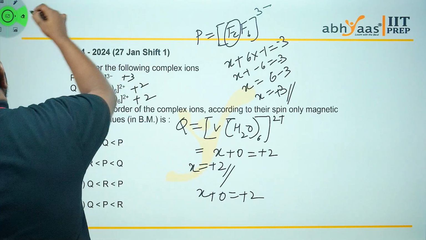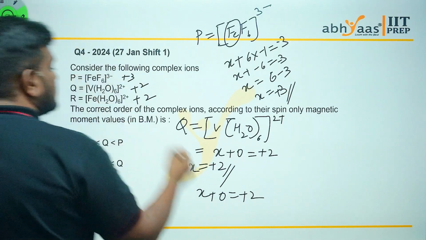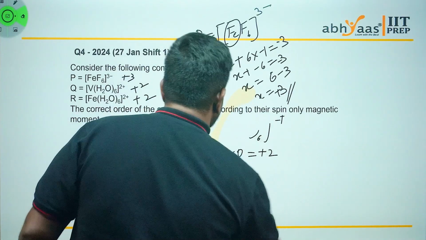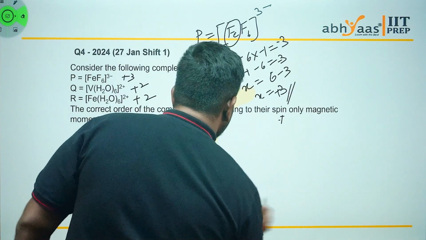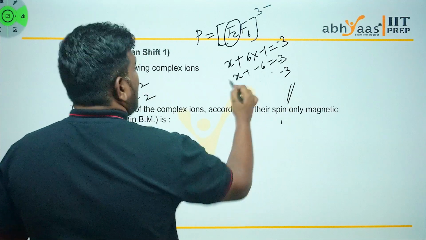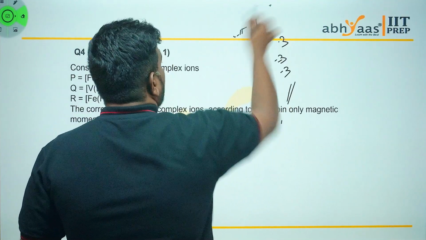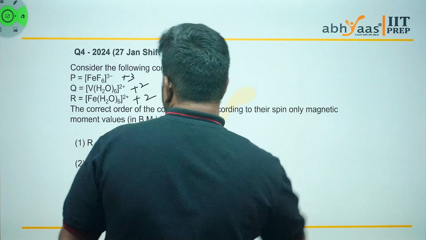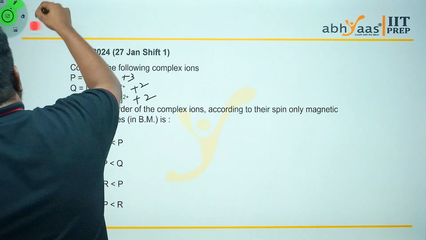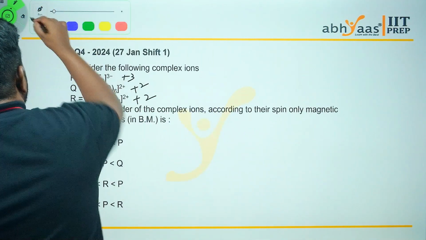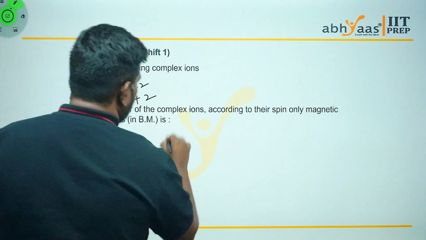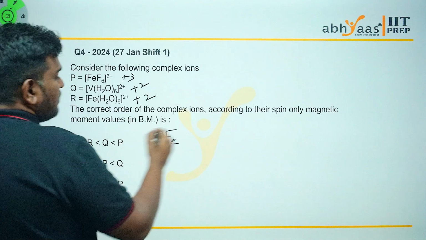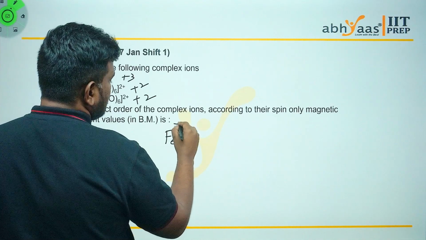Now what we have to see, in the last case we have seen how we found the number of unpaired electrons. In the same manner we have to see which metal here is having the maximum number of unpaired electrons. So that particular metal will be having the maximum magnetic moment. So here you see iron, Fe, it is Fe 3 plus.